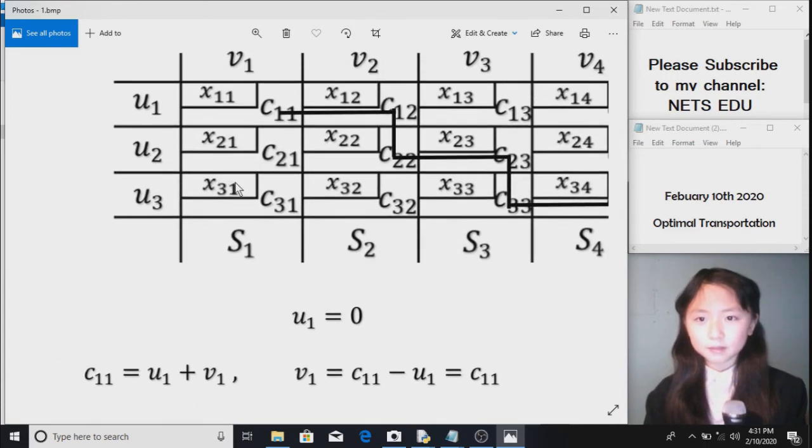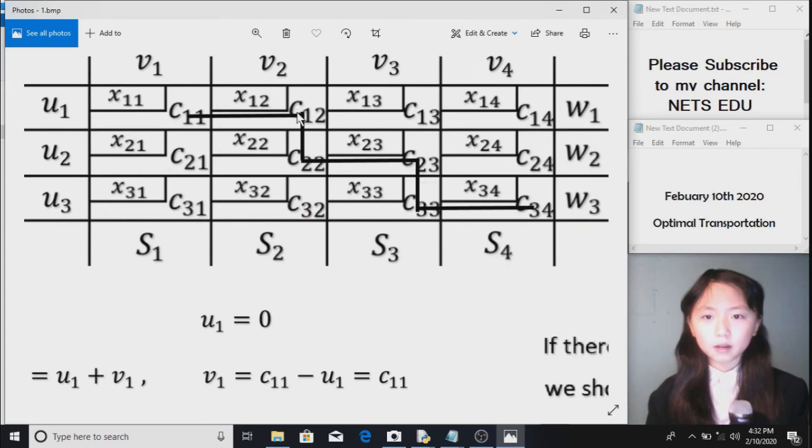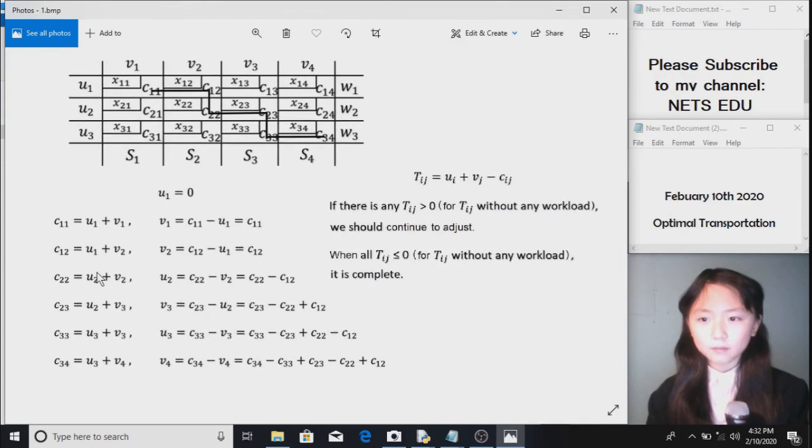So we get C11 must equal U1 plus V1, and with that we can find V1 equals C11, since U1 is 0. Now in this pattern, we go from here and then we zigzag all the way down. We find V2. Here we get V2 equals C12. Now we go down to find U2. We know that this plus this must equal this. Here we get U2 equals C22 minus V2, and we already got that V2 equals C12. So it's C22 minus C12.